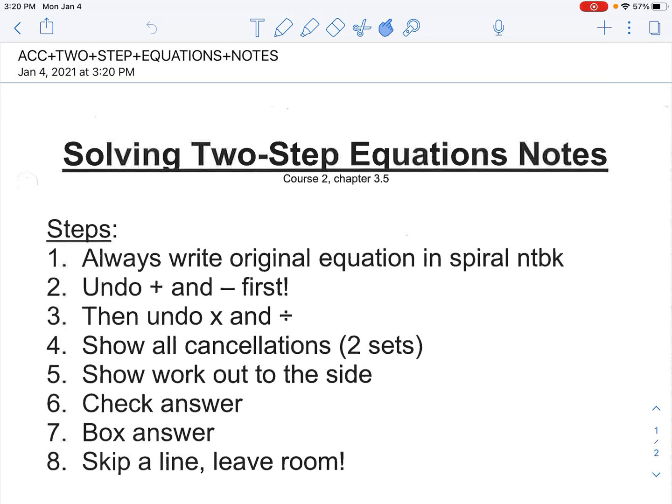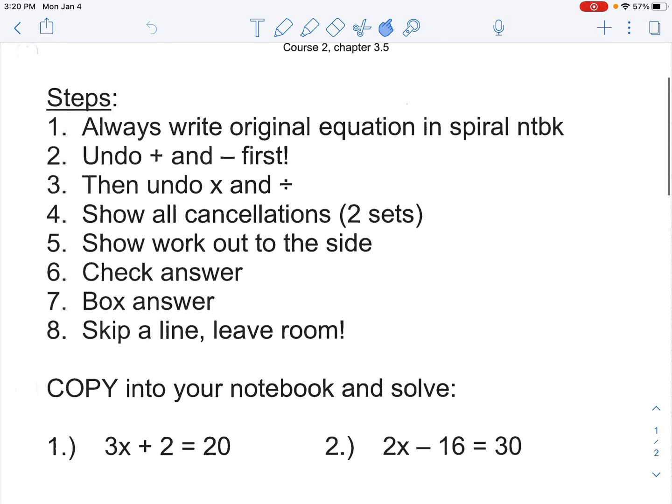We've been working on one-step equations. Today we're going to start two-step equations. So you're going to notice that the steps are almost exactly the same. The only thing that you need to remember is to undo the addition and subtraction first. So remember, the purpose of solving an equation is to find the value of your variable. Now we're going to have adding and subtracting and multiplying and dividing all in one equation. Everything else stays the same.